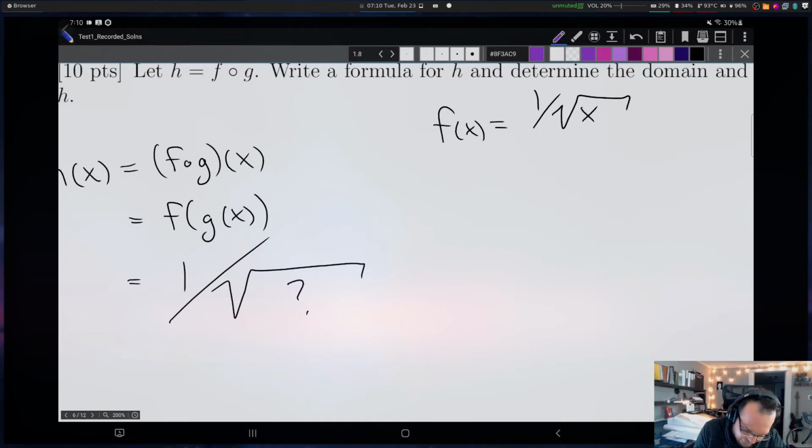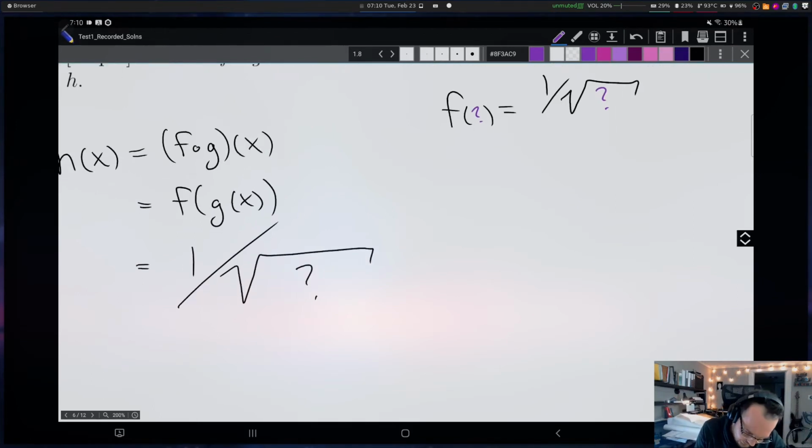The way to think about this is that x wasn't really important here. X was just the name for the inputs. And the input could be some complicated expression here. So I'm just replacing it with, here, let's maybe do a question mark. And so this just says whatever the input is to f, I just need to put it all underneath a square root sign, and then I need to take the reciprocal.